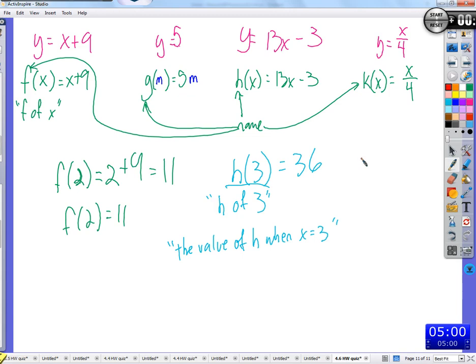Maybe a kind of a tricky question. What is k of t?